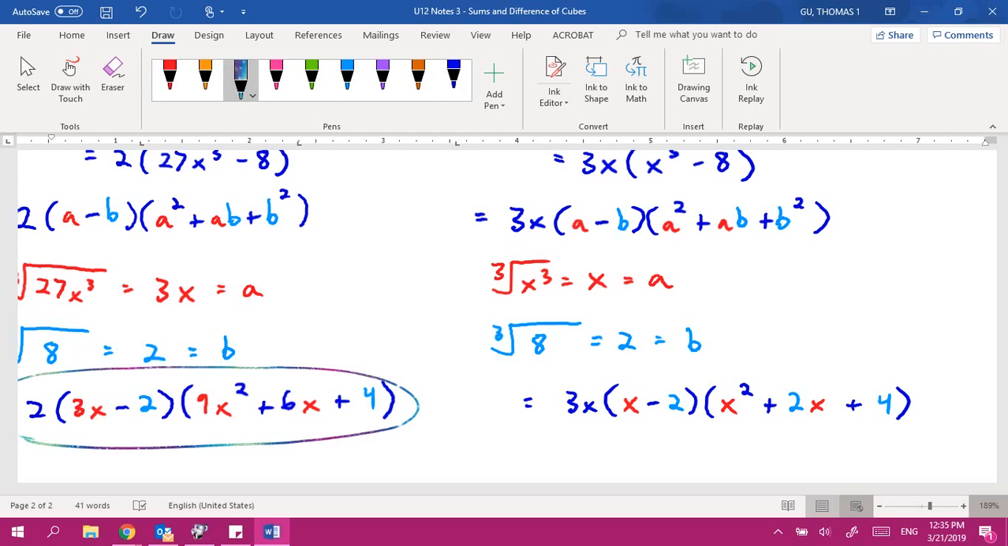And so with that, that's the last example.